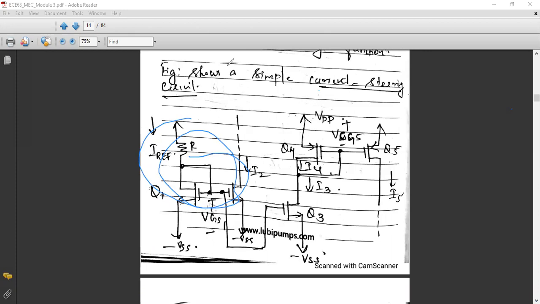Here, this will produce the current I2 based upon the reference current IREF. Simultaneously, I have a connection from this point to the gate of Q3. So what does it mean? This reference current is again going to determine I3 as well, just like in this part, I2 is determined by I reference.